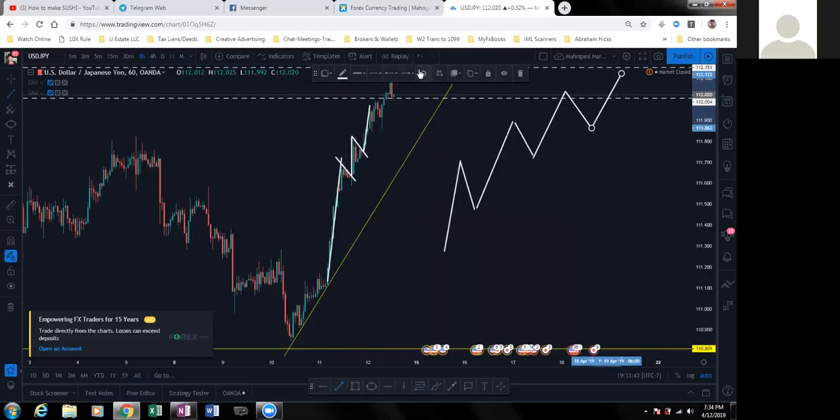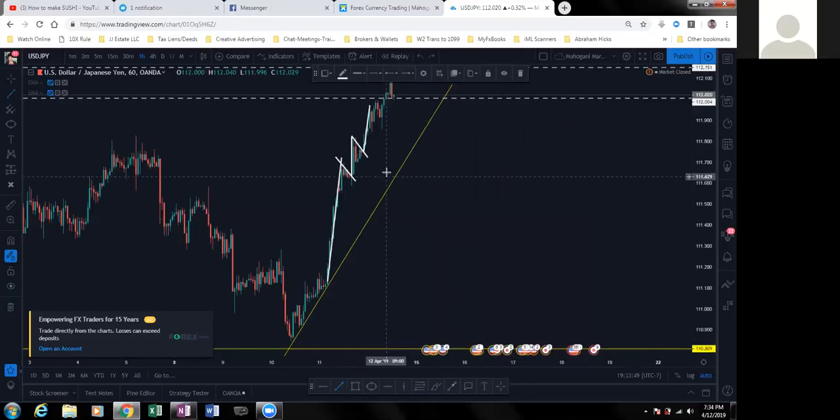I hope that is very clear for you, because when they would say impulse, correction, continuation, I'm like, okay, so I want my next impulse, not realizing that that continuation is my next impulse. It is starting that chain over.